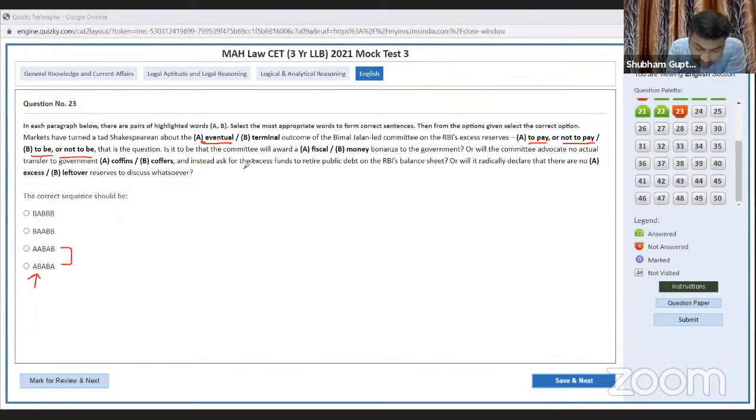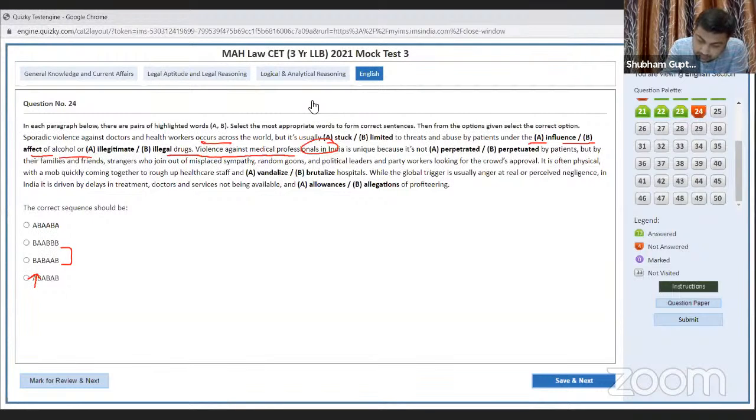The third step is different. Is it that the committee will award a fiscal or monetary policy? So it is fiscal. That is for sure. If you see, it is always fiscal policy by the government. So here it should be A. So the third one should be A. So it should be D. I would mark D.